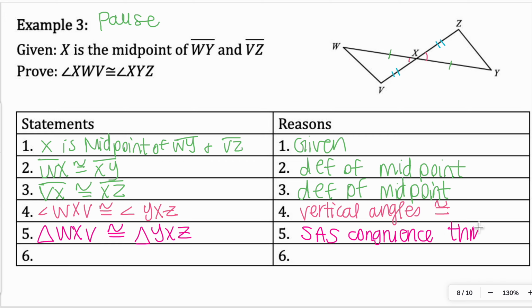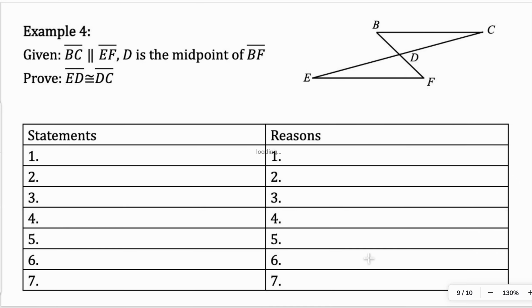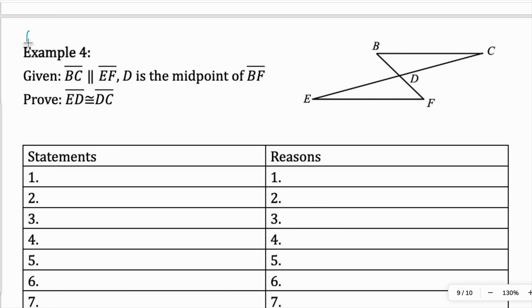And because my triangles are congruent, that means angle XWV is congruent to angle XYZ using corresponding parts of congruent triangles are congruent. Okay. Last example, if you haven't tried one by yourself, this is your chance. Go ahead and pause the video here, and when you're ready to check it, go ahead and click play.